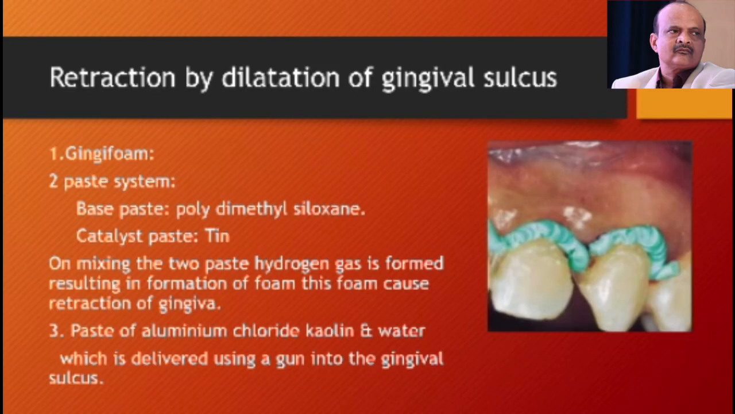The paste of aluminum chloride, kaolin and water is another method, which is delivered using a gun into the gingival sulcus, and that also causes very effective gingival retraction.